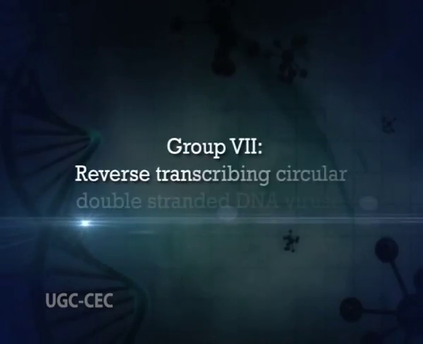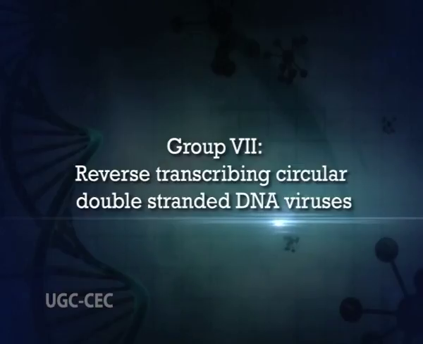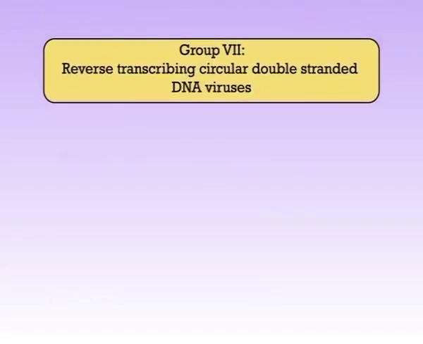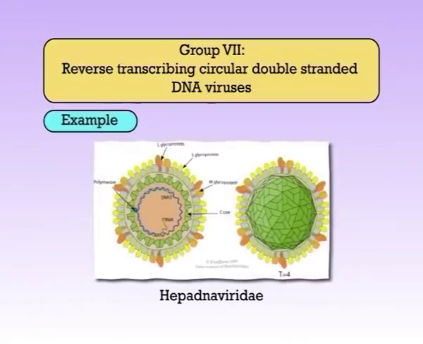Now we'll come to Group 7. Group 7 are the reverse transcribing circular double-stranded DNA viruses. Under this, viruses have a double-stranded gapped genome, and that is subsequently filled in to form a covalently closed circle that serves as a template for the production of viral mRNA. So, Hepadnaviridae is one of the examples of this group of viruses.